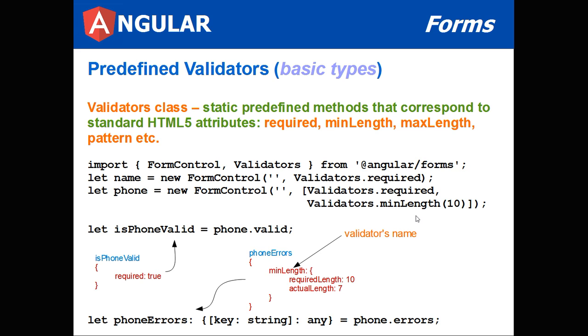So we can call those built-in validators. You don't have to do any customization. You just use them. And then, in the form control, you could basically say, after the user has, let's say, submitted the form, in the app component, you could say, is this phone valid?